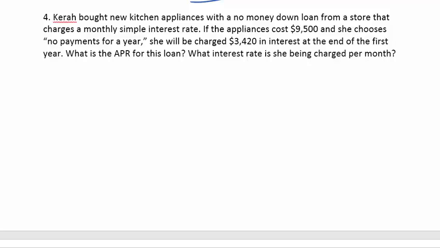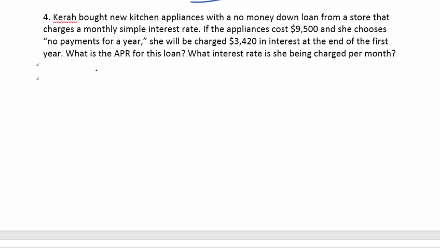Kira bought new kitchen appliances with a no money down loan from a store that charges a monthly simple interest rate. If the appliances cost $9,500 and she chooses no payments for a year, she will be charged $3,420 in interest at the end of the first year. What is the APR for this loan? And then also, what interest rate is she getting charged per month?